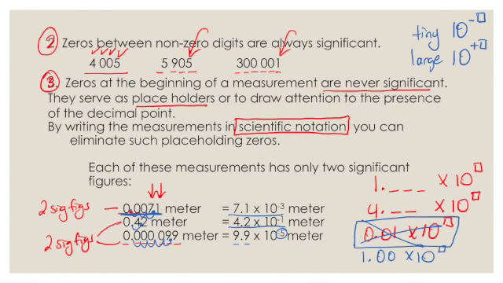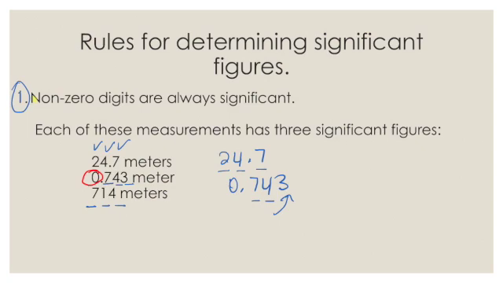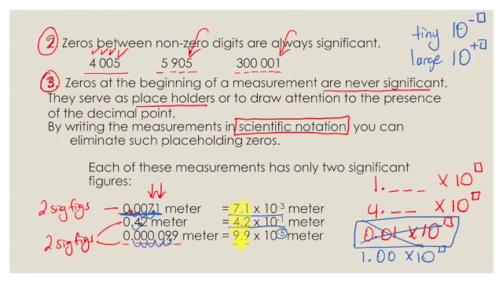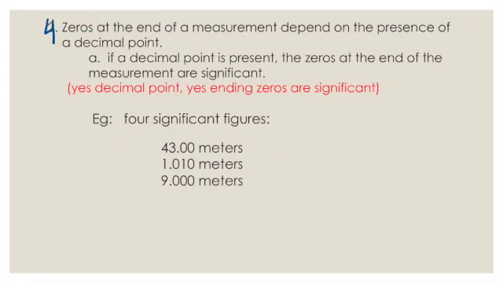Do you see how writing in scientific notation here makes this very clear that we have 2 sig figs for all 3 numbers? All right, let's go over our rules again. Rule 1, non-zero digits are always significant. Makes sense. Rule number 2, zeros inside of non-zero digits are always significant. Rule number 3, zeros at the beginning of a measurement are simply placeholders. Now that leads us to rule number 4.